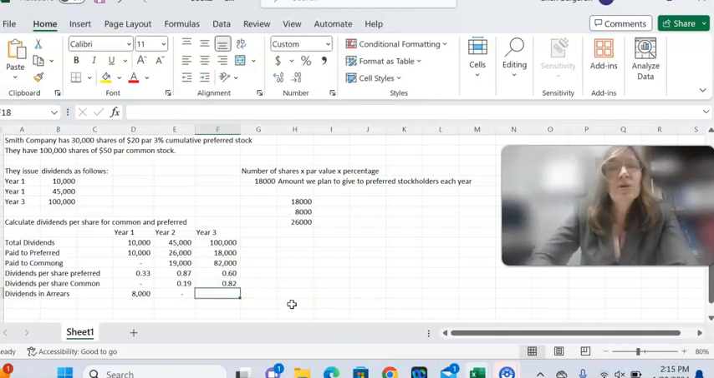So this is how you work a cumulative preferred stock problem to figure out how much of that dividend goes to preferred shareholders and how much of it goes to common shareholders.